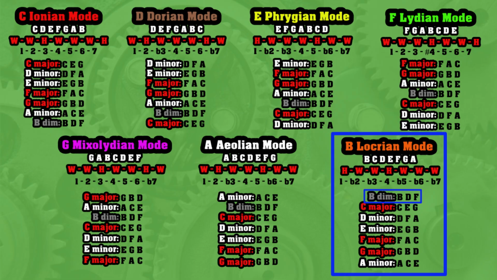Here's the B diminished triad right here. So I guess if I was to write music in Locrian, it would sound something like that.